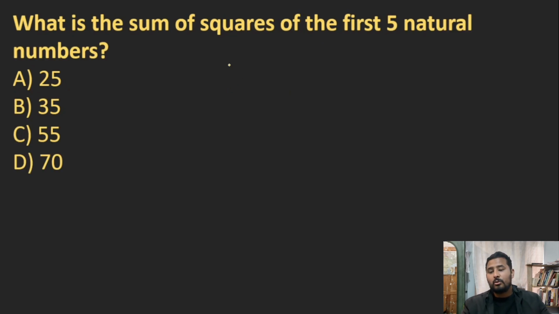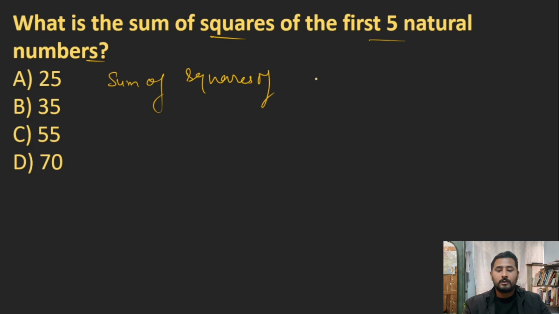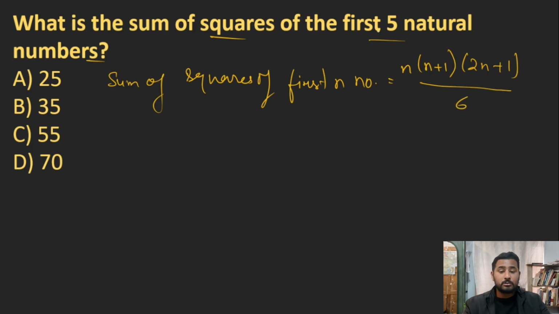Let's go to the next. That is, what is the sum of the squares of the first 5 natural numbers? For the squares of the first 5 natural numbers, what did I say? The sum of the squares of the first n numbers is given by n into n plus 1 into 2n plus 1. That's the formula. Okay, I'm writing divide by 6. So our n is which one? Our n is 5. The given n is 5.